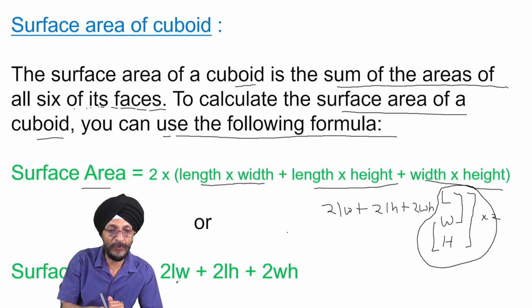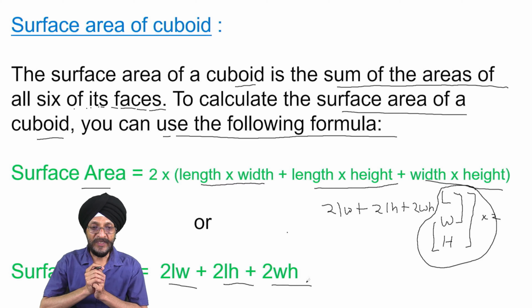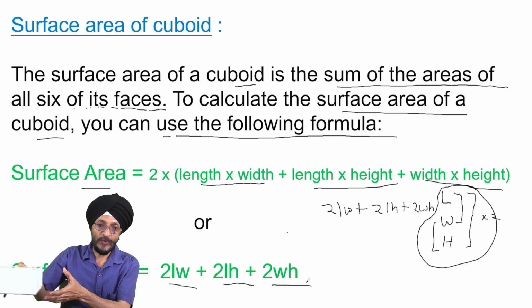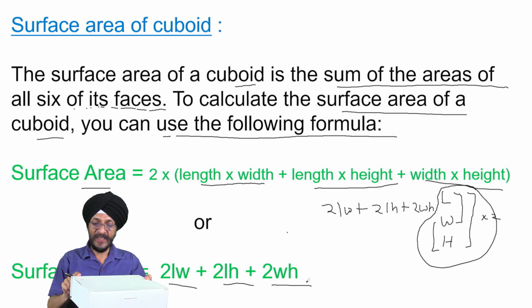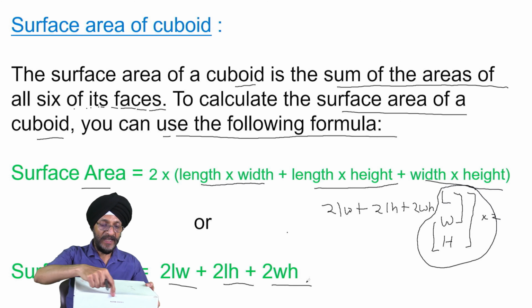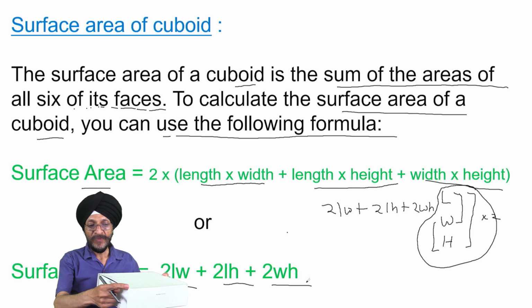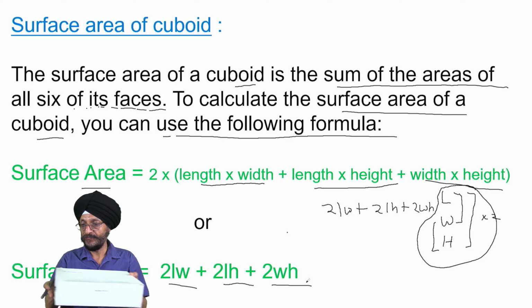So this is the formula which we have written again in clear. That is, in other words, you can say that this is the length, this is the width. 2 into length multiplied by width. The other is length multiplied by height. This again has been multiplied by 2. And the third point is, this is the height and this is the width. This is also multiplied by 2.